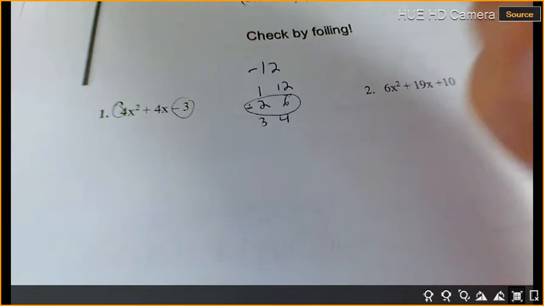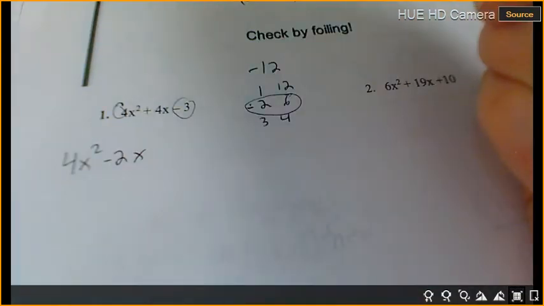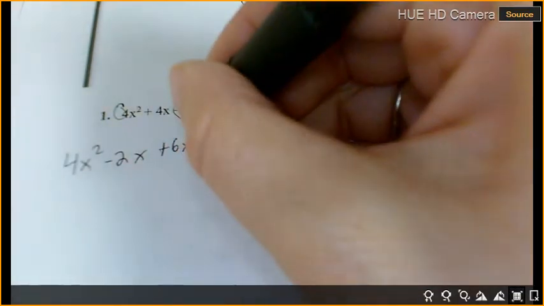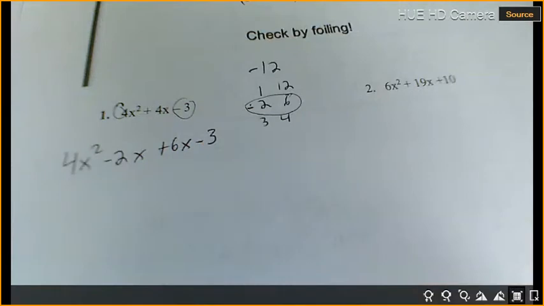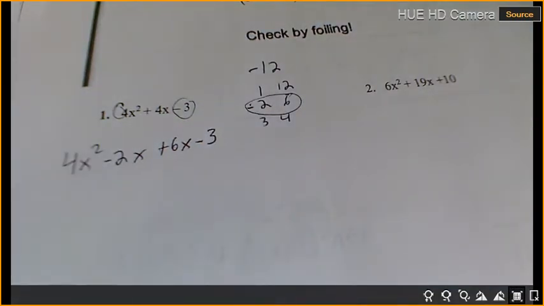Yes. Okay, so now I'm going to write 4x squared minus 2x plus 6x minus 3. So far, so good? Yep.